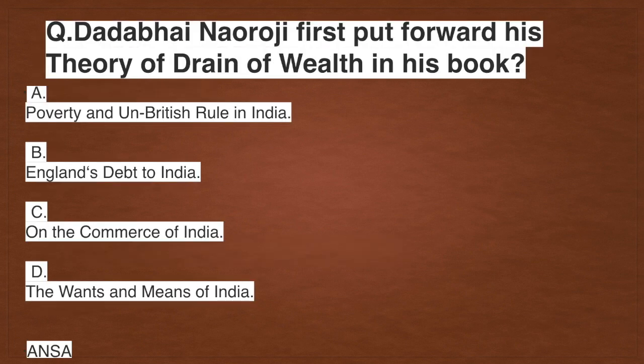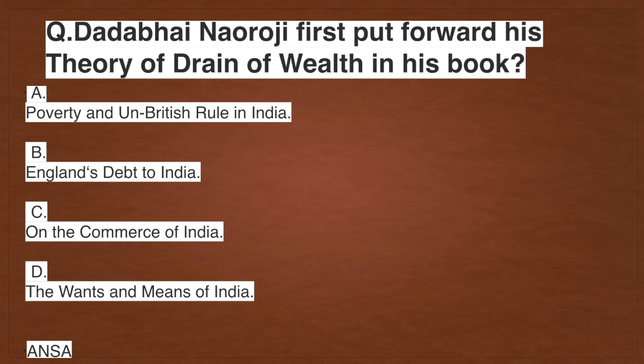Next question. Dadabhai Naoroji first put forward his theory of drain of wealth in his book: option A, Poverty and Un-British Rule in India; option B, England's Debits to India; option C, On the Commerce of India; and option D, The Wants and Means of India. The right answer is option A, Poverty and Un-British Rule in India.